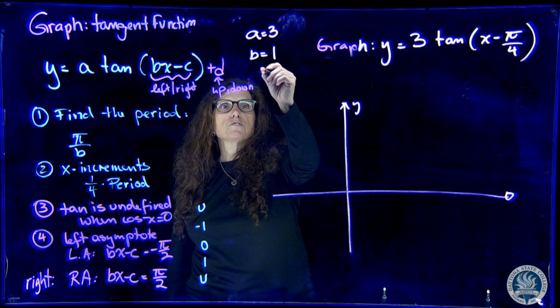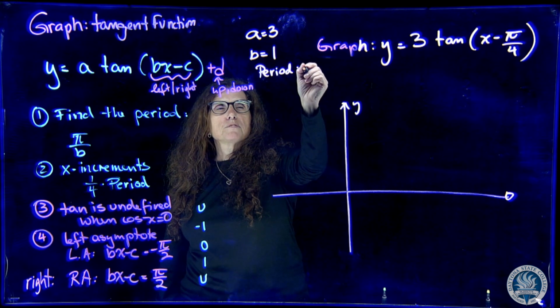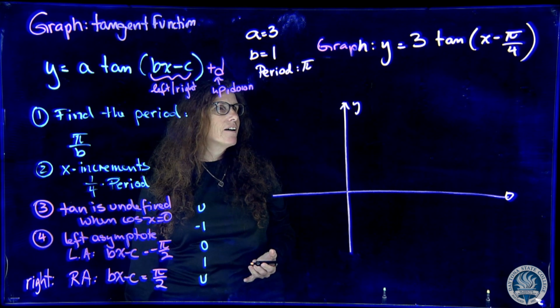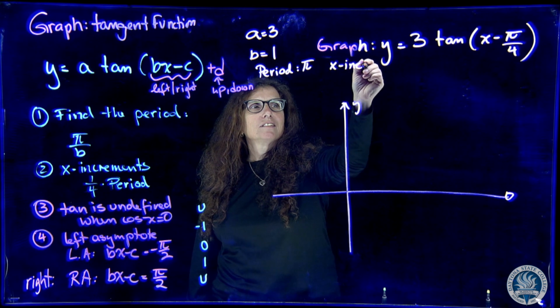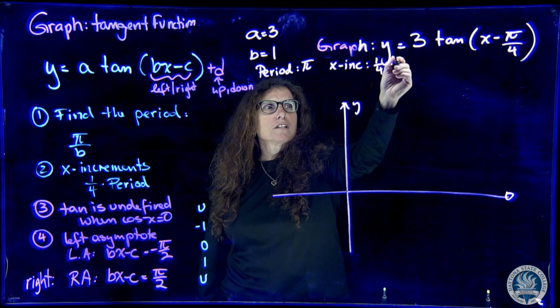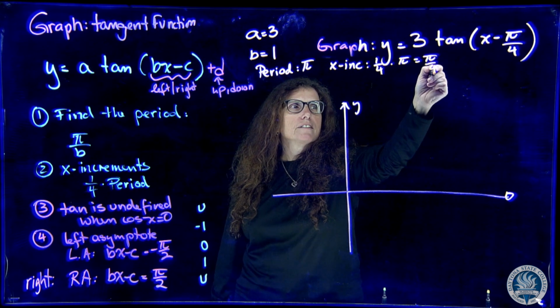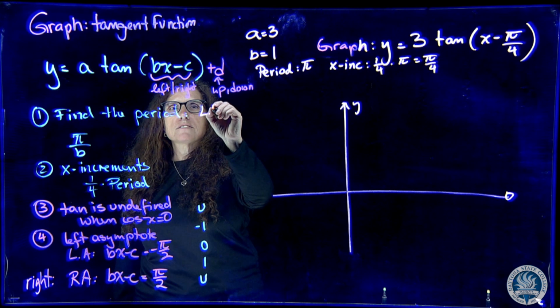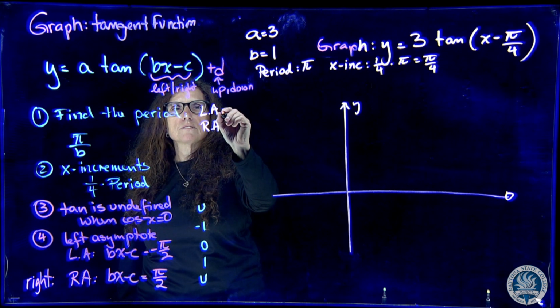So first of all, let's find the period. The period is pi over b, so in this case, conveniently, pi. The x increments 1/4 times pi, which is pi over 4. Nice, okay. Now we need a left asymptote starting point and a right asymptote. So let's take a look.